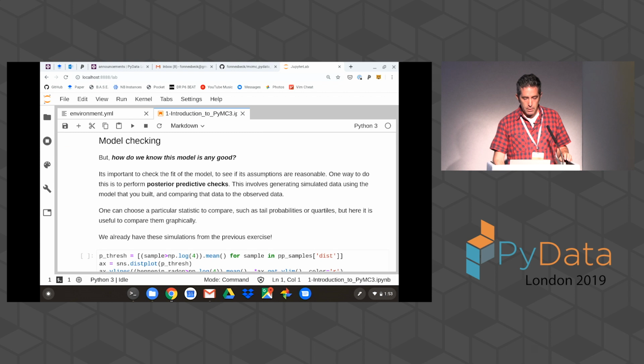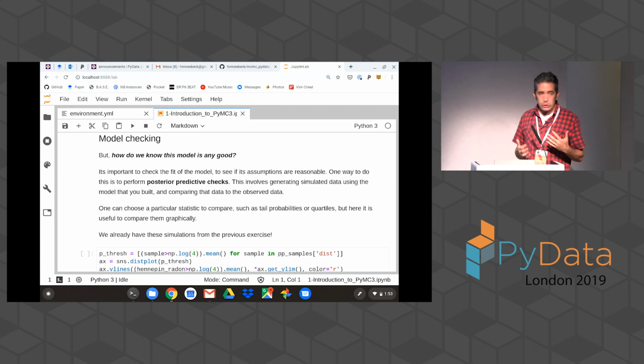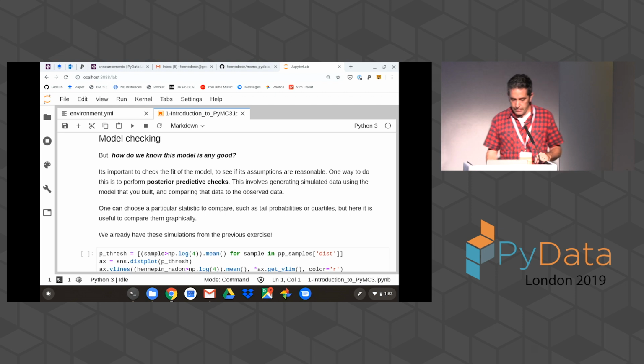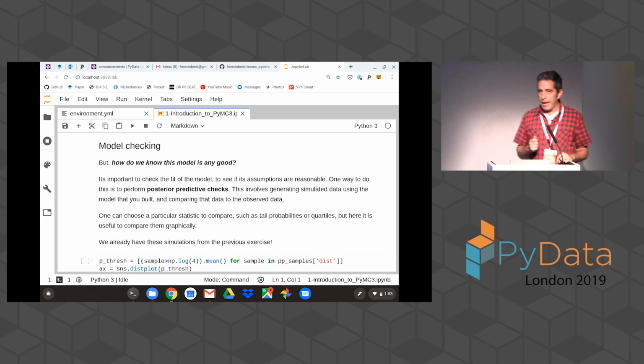Simple example. I forgot the model checking part, so let's talk about model checking. How do we know that this model's any good? It looks good. It provides sensible results, I think. But how do we know? Well, the simplest and an effective way of doing that is to use some posterior predictive checks. Because what the posterior predictive sampling is going to do is essentially generate new data from my model, right?